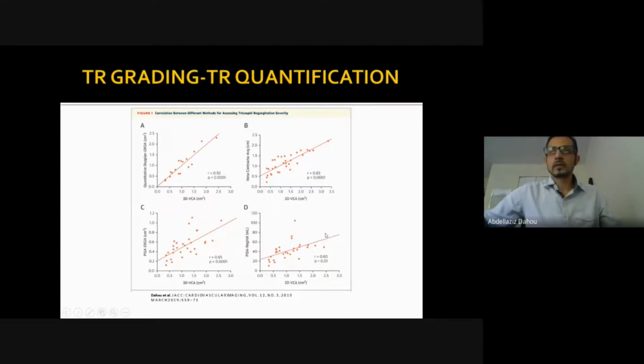So, two simple measurements from the vena contracta, no quantification. If you average them and compare to the 3D, there is a better correlation than PISA. PISA sometimes, in almost one third of cases, underestimates the tricuspid regurgitation for many reasons. I cannot expose all of them in this presentation.